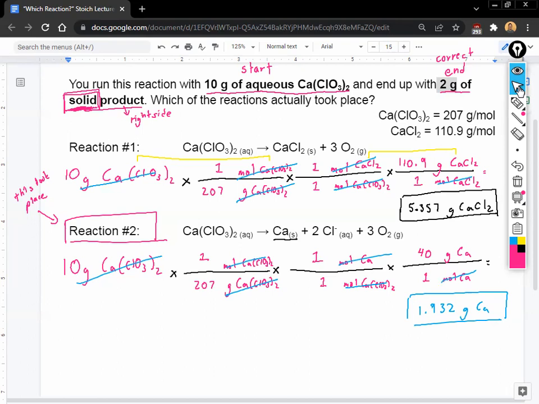No, you're good. Number 2 takes place because do you see the numbers that we got? We got 5.4 grams of solid product or 1.9, and 1.9 is closer. So whichever number is closer to what the problem tells us you end up with, that's going to be the correct value. Okay, good question. Yeah, if there's no numbers in front of it, you got to assume that you're going to balance it.